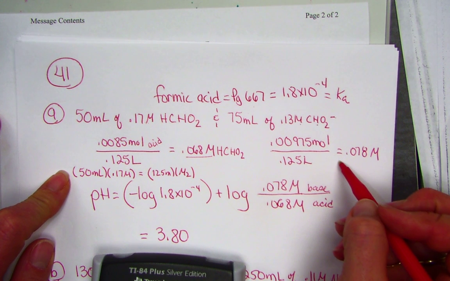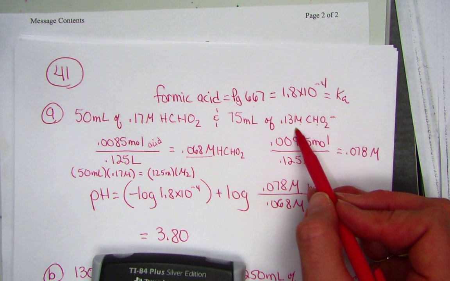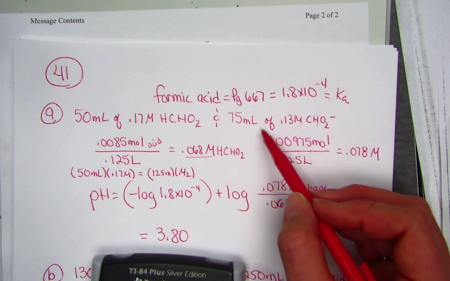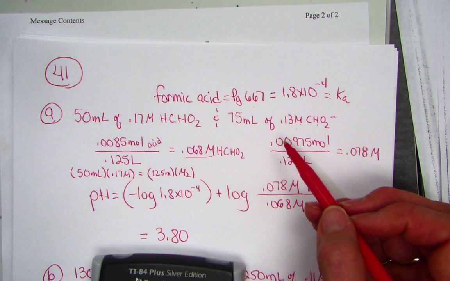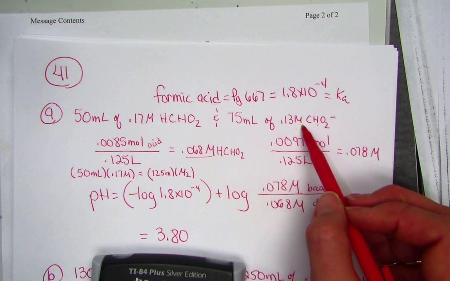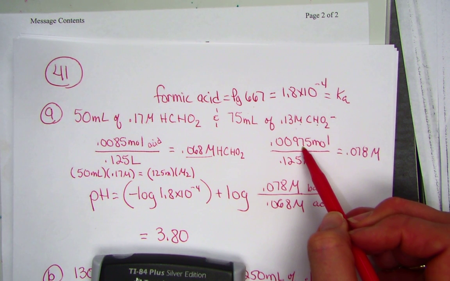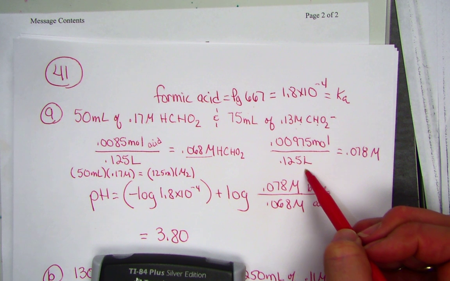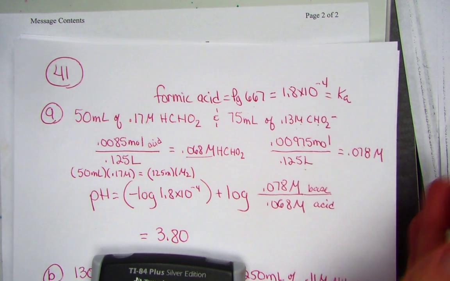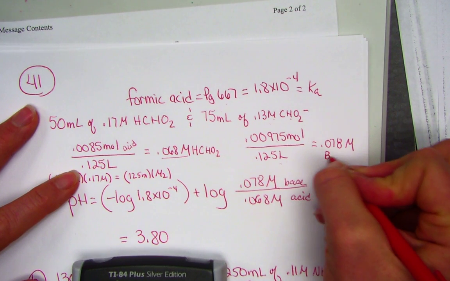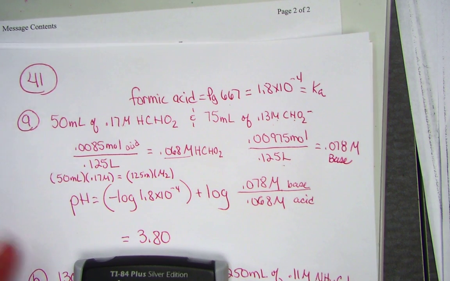Same strategy over here. I took the original concentration, 0.13, multiplied that by 75 mils, although I put that as 0.75 liters. Molarity times liter got me the number of moles. Divided by the new combined volume, 125 milliliters, is 0.125 liters. And now what I have over here is the new resulting concentration of the base.